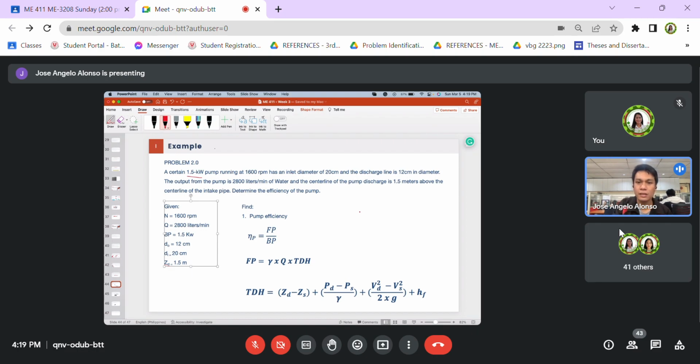So let's draw first the schematic nito kasi may binigay siyang elevation which is 1.5 meters. Sinabi dito na the center line of the pump discharge is 1.5 meters above the center line ng intake discharge. So we can assume or we can write it in this way. Kung ito yung suction line natin, ito yung discharge line natin, and the difference between those two is 1.5 meters.